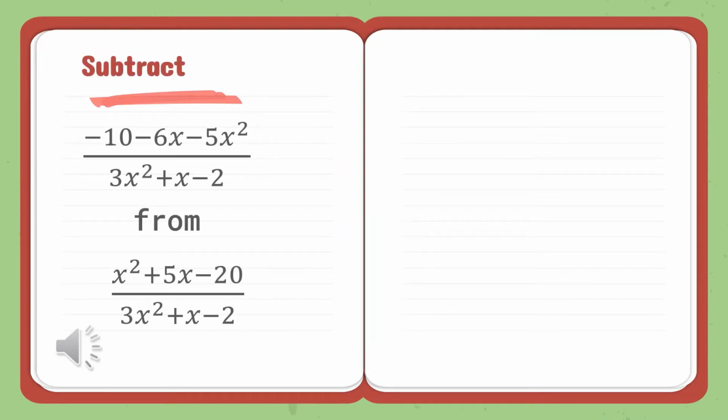And let's have our first example. Subtract negative 10 minus 6x minus 5x squared over 3x squared plus x minus 2 from x squared plus 5x minus 20 over 3x squared plus x minus 2.